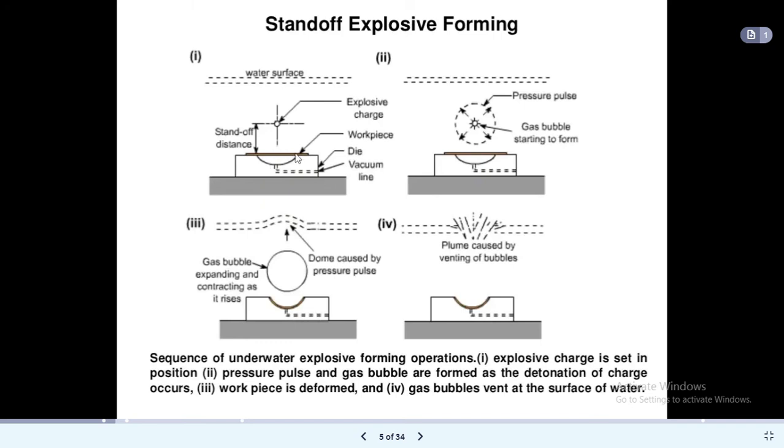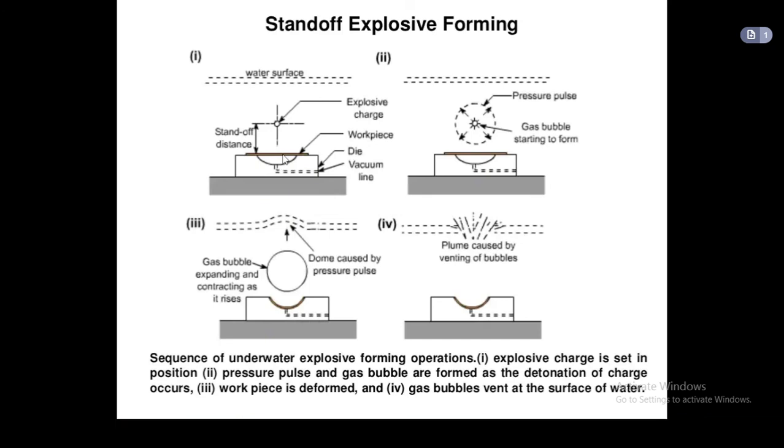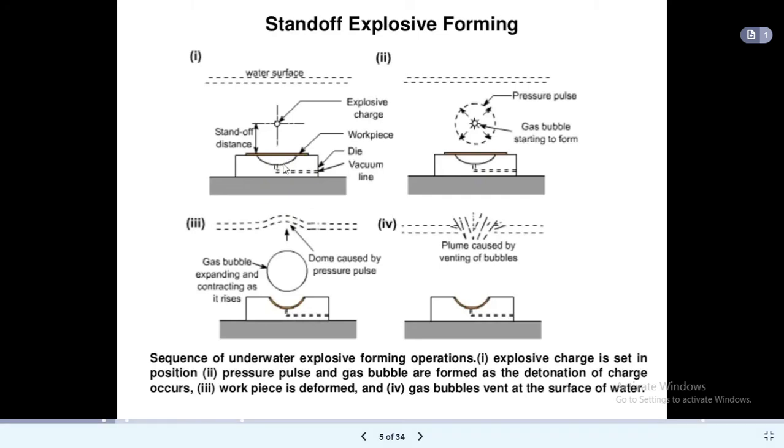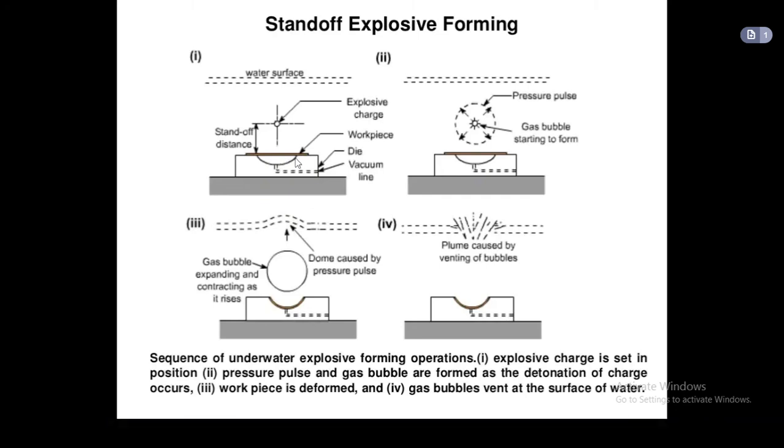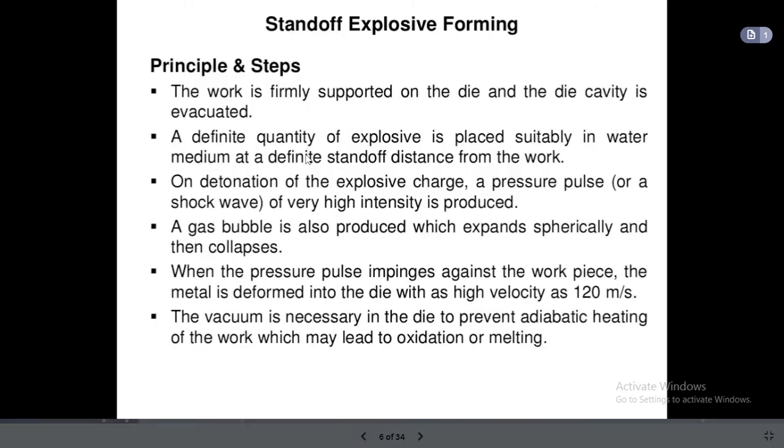Air gets trapped inside the cavity, and if this air gets trapped inside the cavity, then after the explosion process, this air will also expand and the material will come back to its original shape, that is, it will spring back. But to eliminate this spring back, this vacuum line is provided, that is, this space in the cavity is evacuated. So this is the purpose of the evacuation or vacuum line.